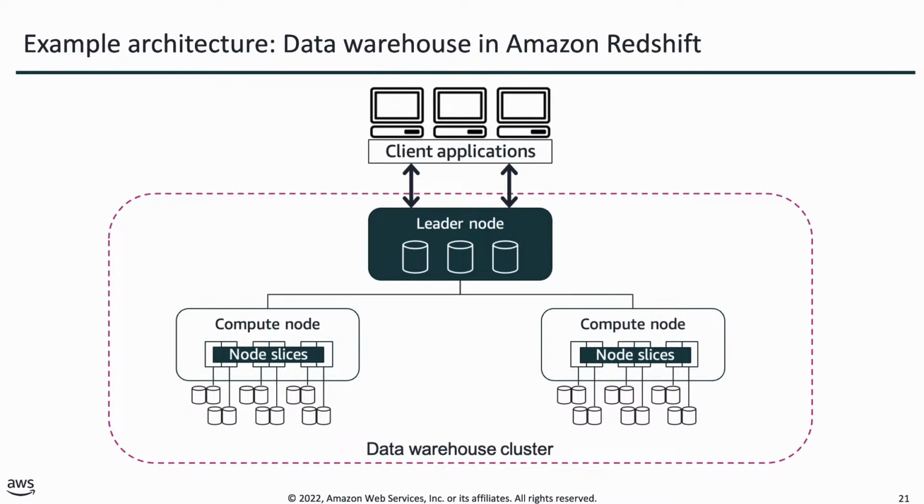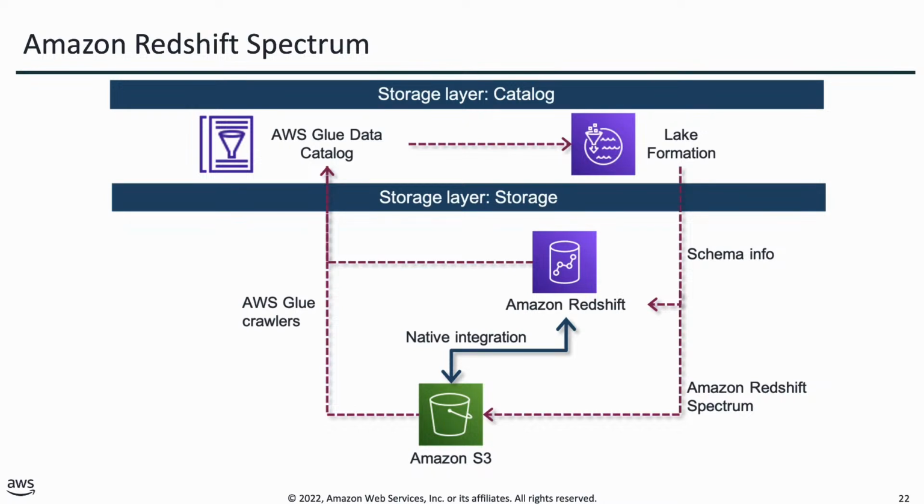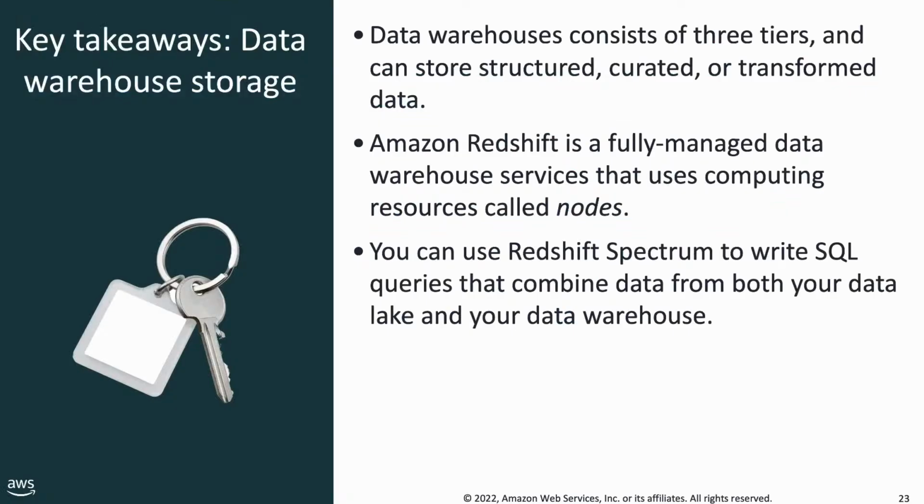So there's some scheduling here that occurs with this data warehouse. With Redshift Spectrum, you can write SQL queries that combine the data from the data lake and the data warehouse. And so when the user makes a query, that could include the data from the data lake, and then Redshift Spectrum will get that schema information, right? Because we already have the catalog, and then it can query it as well.